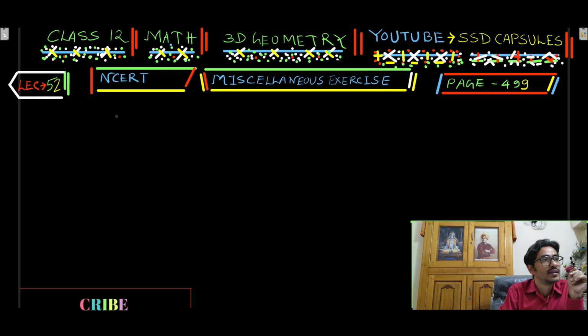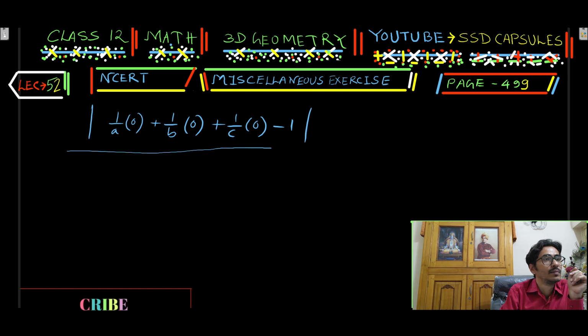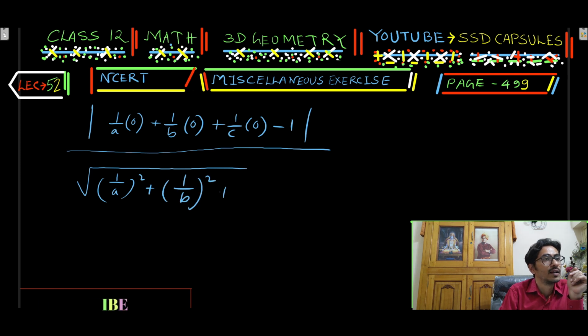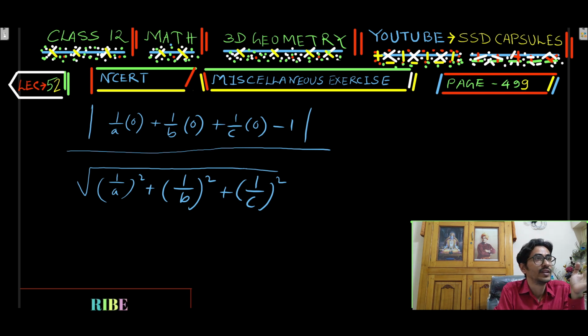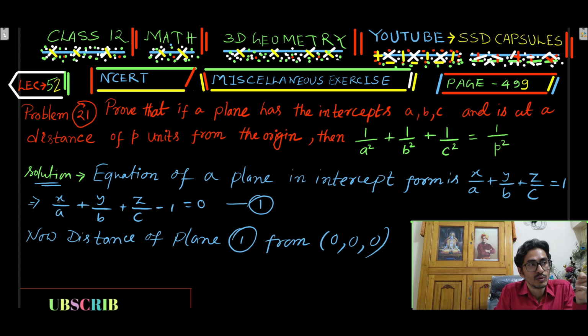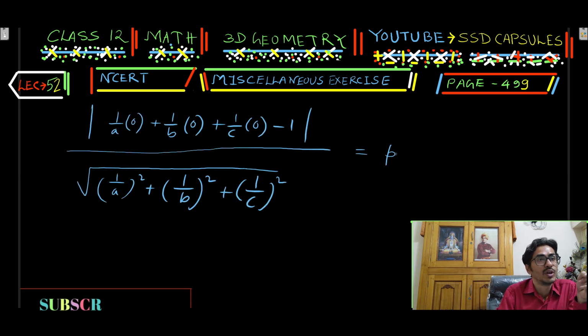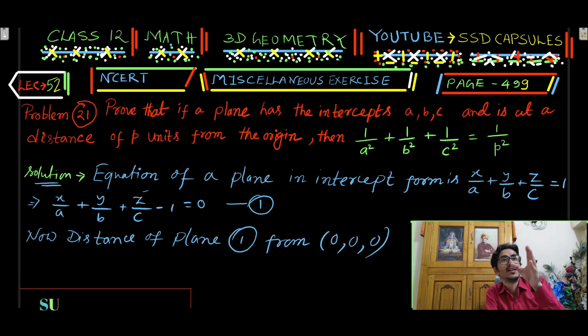Next page, here 1 by a into 0 plus 1 by b into 0 plus 1 by c into 0 minus 1 by root 1 by a whole square plus 1 by b whole square plus 1 by c whole square. So here we have used the formula that we learned in lecture number 28. Here we simply put the value of the origin, that is 0, 0, 0. So 1 by a into 0, 1 by b into 0, 1 by c into 0 minus 1 by root over this. Actually this equals p, because it has been given in the question that the plane is at a distance of p units from the origin.